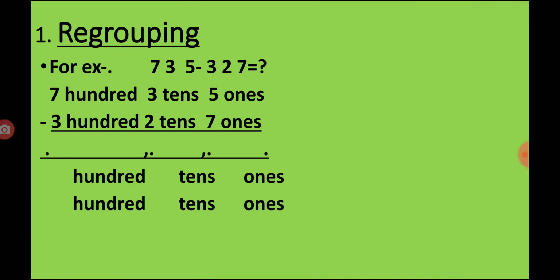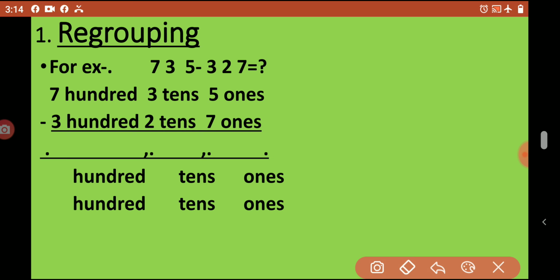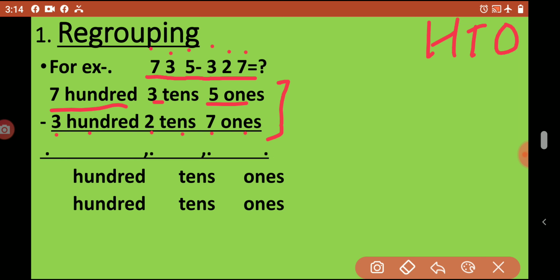Let's take another example. Here we take the numbers 735 minus 327. Both are 3-digit numbers. So we write the places hundreds, tens and ones. Firstly, we arrange these numbers in expanded form. 700, 3 tens and 5 ones. Another number, 3 in the hundreds place, 300, 2 in the tens place, 2 tens, 7 in the ones place, 7 ones. After arranging it in a column, we subtract the numbers from the ones place.